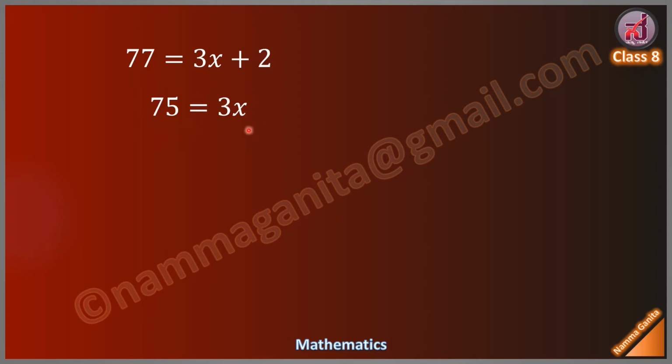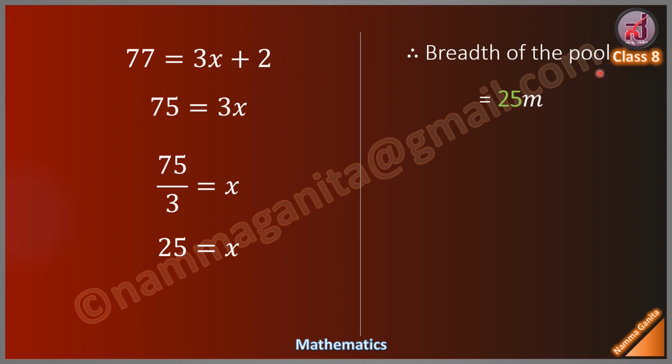3x means 3 into x. Shift this 3 to the left hand side. 75 divided by 3 equal to x. 3 ones are 3, 3 twos are 6, 1 remainder, 3 fives are 15. Therefore, x is equal to 25. Therefore, breadth of the pool is 25 meter.